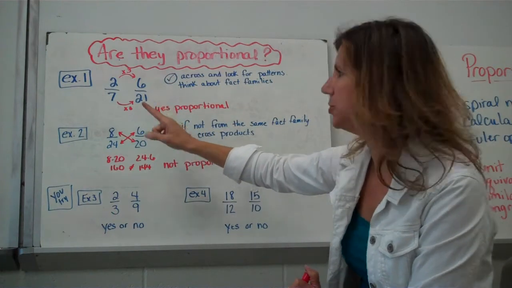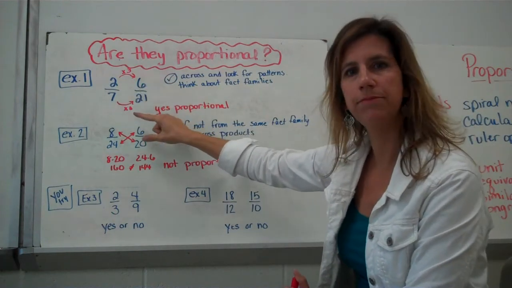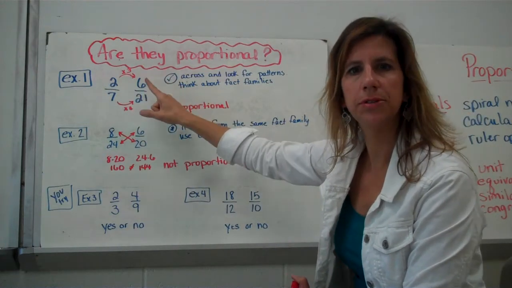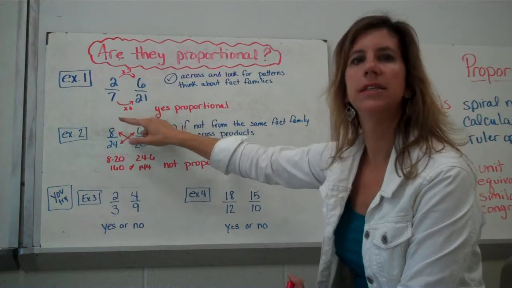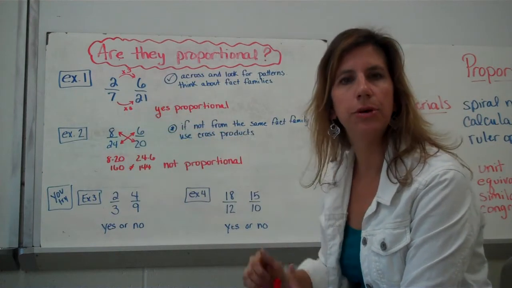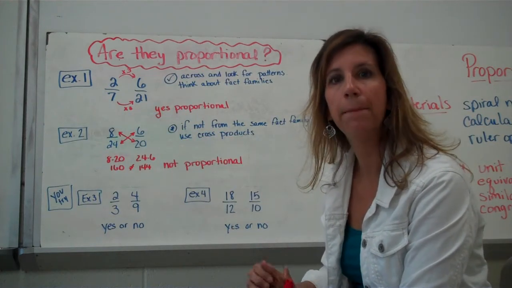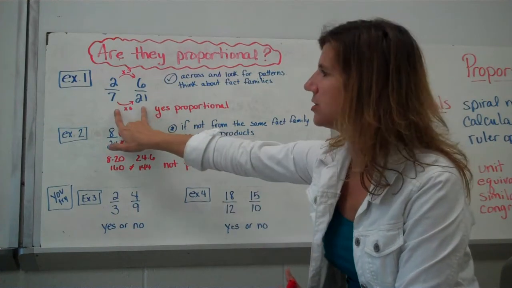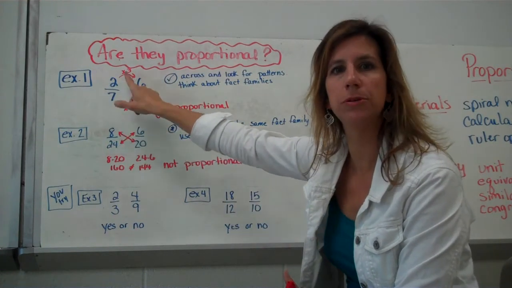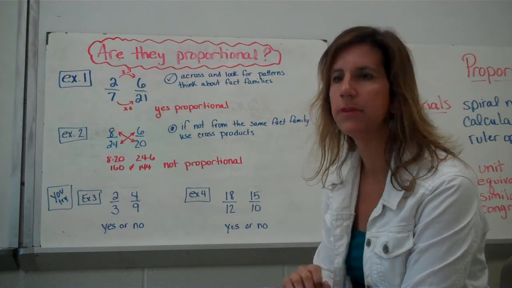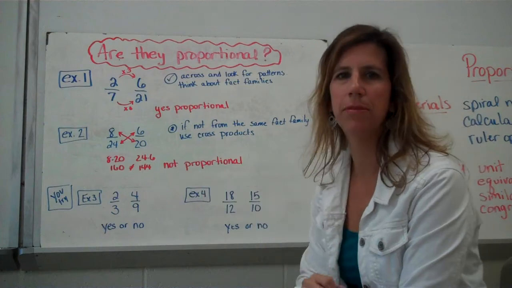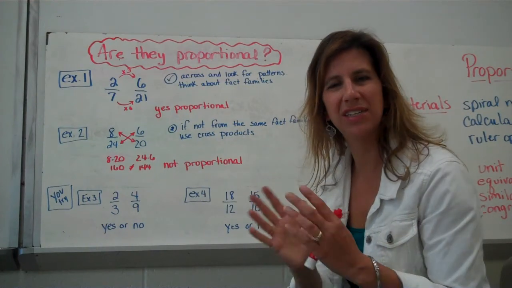Remember when we did our fraction unit, whatever you do to the top, you do to the bottom? If it is a common factor, 2 times 3 and 7 times 3, then you know it's proportional, okay? But it has to be whatever you do to the top, you do to the bottom. So these 2 fractions are proportional because you're multiplying by the same exact factor. So yes, it's proportional.